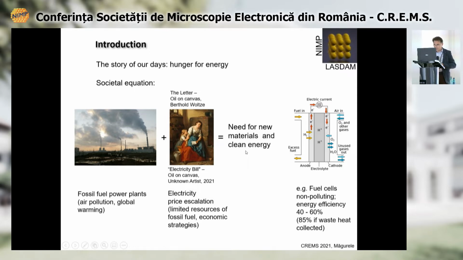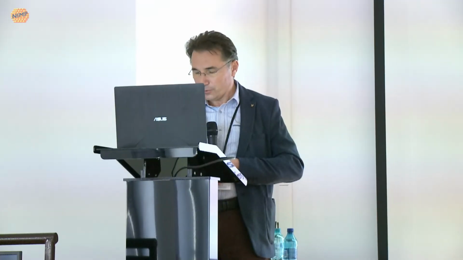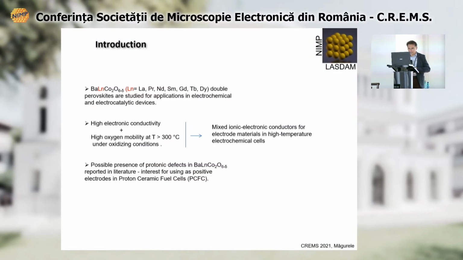It's clear that we need to search and find new materials and be able to produce clean energy, and one of the solutions could be the use of fuel cells, which are non-polluting, which are already quite efficient with an efficiency of 40 to 60%, but which still need to be developed by searching and using new materials with higher performances. So barium lanthanide cobaltites are double perovskites which are studied for applications in electrochemical and electrocatalytic devices.